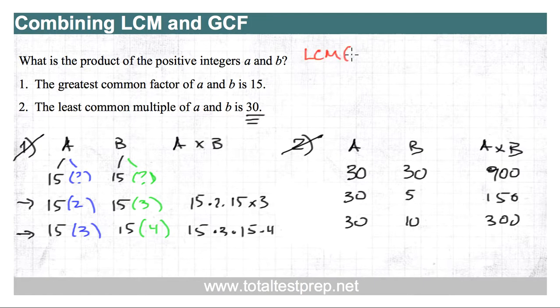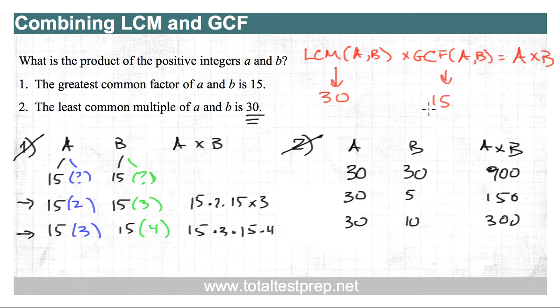The least common multiple of two numbers times the greatest common factor of two numbers always equals the product of those two numbers. So in this case, we know that the least common multiple is 30. We know that the greatest common factor is 15. Because we know both, we can multiply those, and the product of the least common multiple and greatest common factor of two numbers is equal to the product of the two numbers.